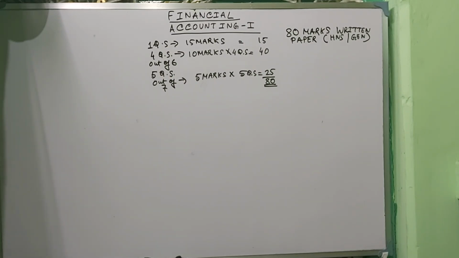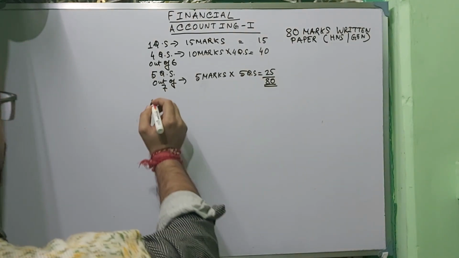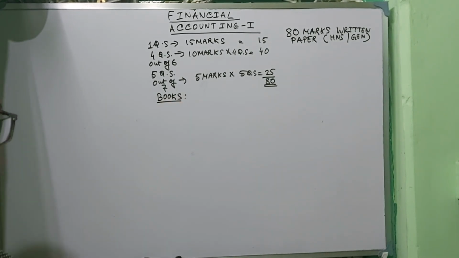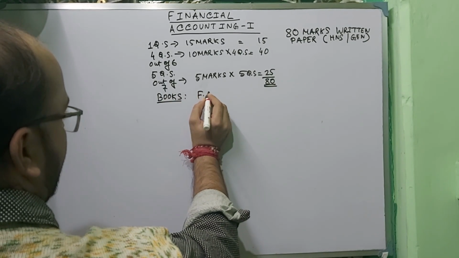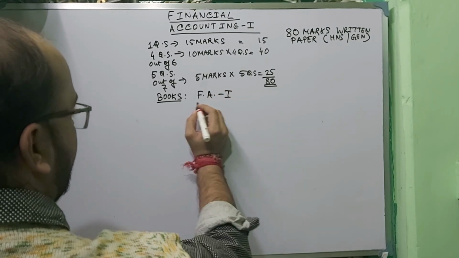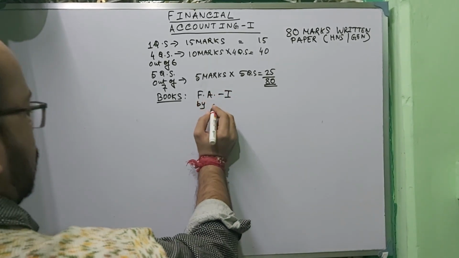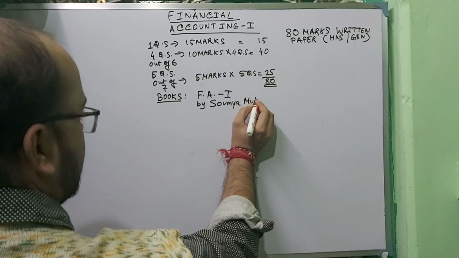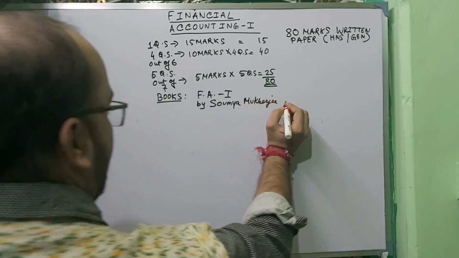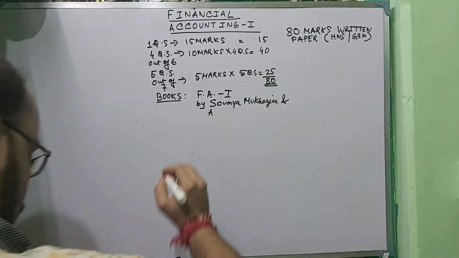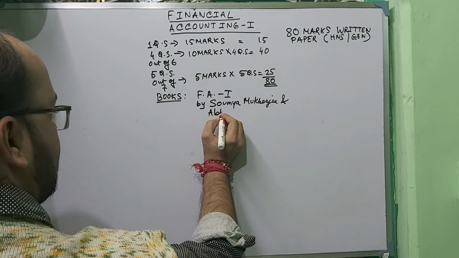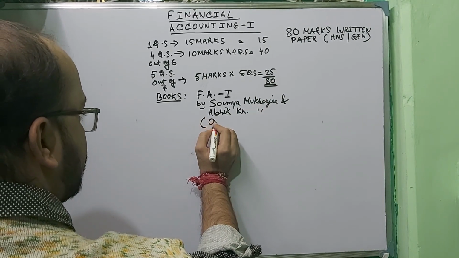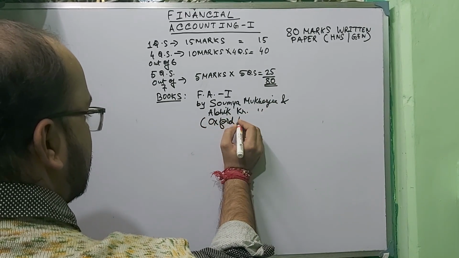And my portion and the books which I will suggest, first of all, is the famous book Financial Accounting 1 by Soumya Mukherjee and Abhik Mukherjee, of Oxford University Press.